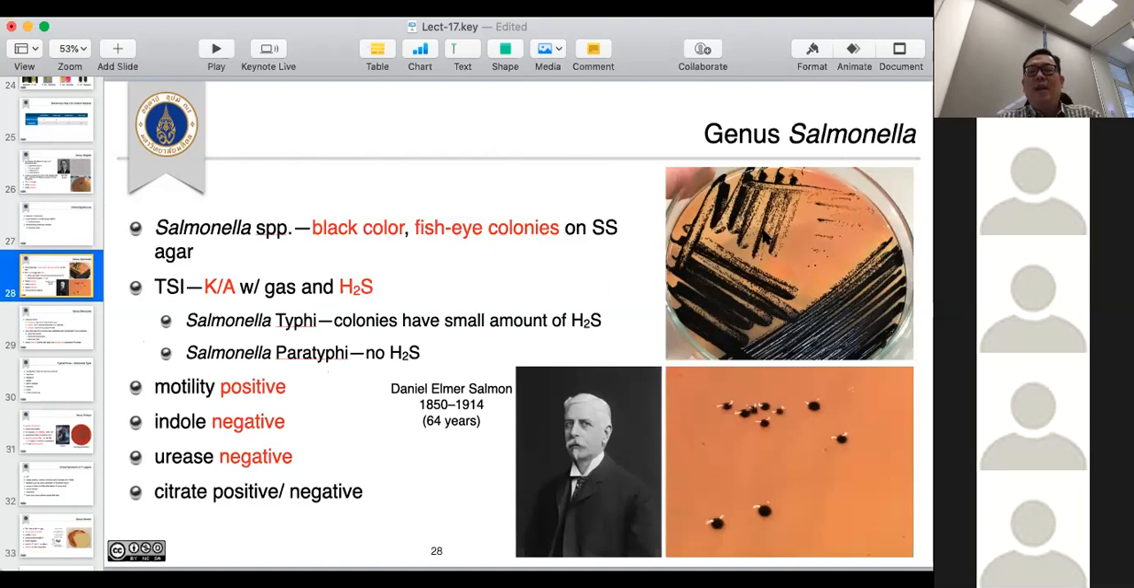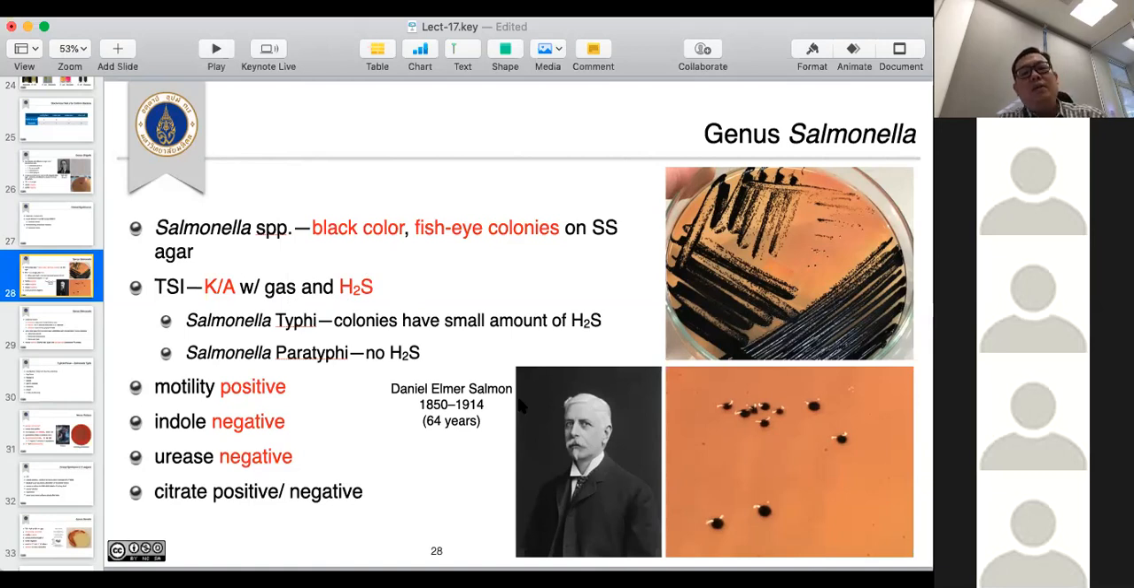Salmonella generates black colonies on SS agar, so it's different from Shigella. And the black colony actually shows up as a fish-eye colony, so the black is in the middle of the colony, not everywhere in the colony on SS agar. It's K/A with gas and hydrogen sulfide. Okay, this is hydrogen sulfide. The black color is the key difference from Shigella. The name comes from Professor Daniel Salmon. That's why it's named Salmonella.